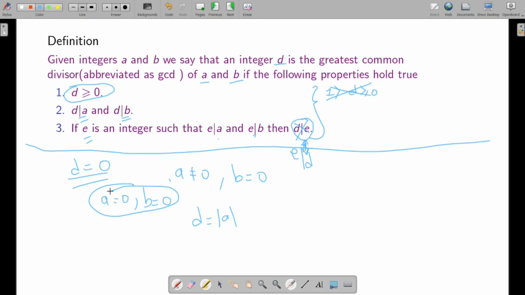That can be easily observed, in fact. You can just prove it out fast if you like. Suppose A is not 0 and B is also not 0, then what will happen? Anyway, this will be taken care of in the next theorem.